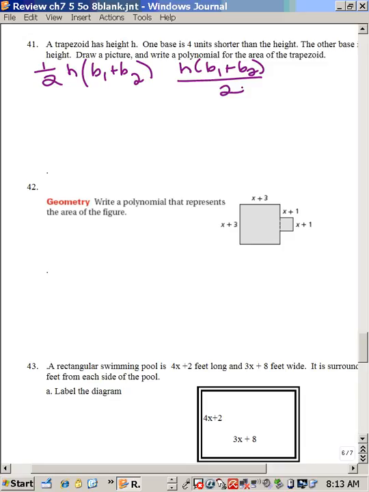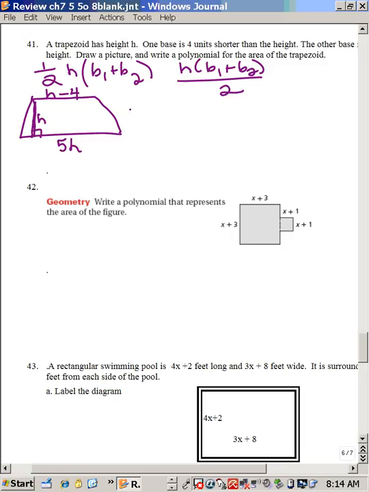All right, I have a trapezoid. It tells me to draw a picture, so I better draw a picture so my teacher doesn't get mad. The height in a trapezoid is this piece right here that has a right angle to the base. One base is 4 inches shorter than the height. So if this is h, the height, I'm going to say this base is h minus 4. The other base is going to be 5 times longer than the height. So I'm going to say this bottom part is 5 times h.